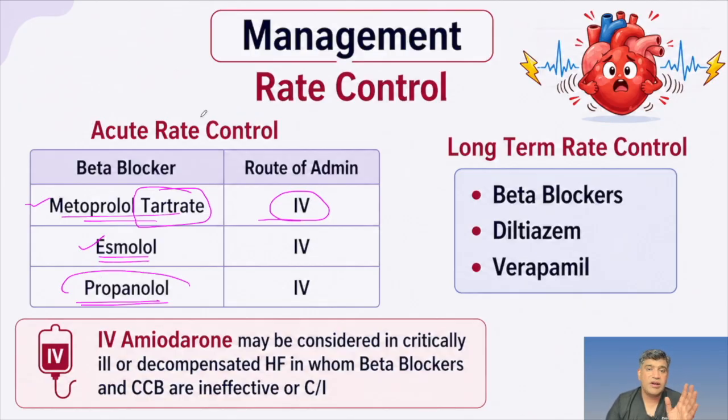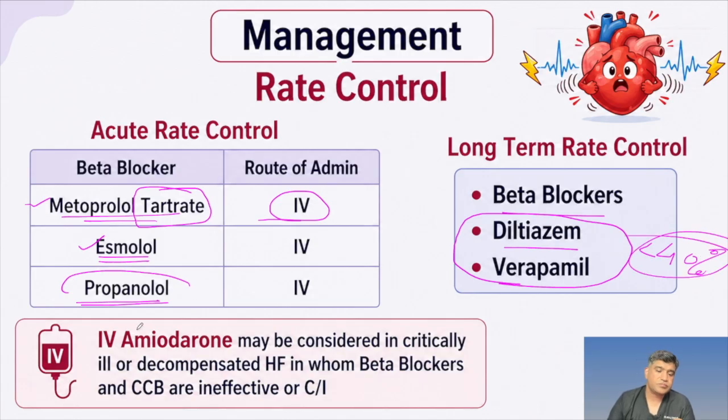For long term maintenance rate control, the drugs are the same: oral beta blockers, oral diltiazem and verapamil. Same story. Diltiazem and verapamil have to be avoided, and they can actually cause harm in patients whose EF is less than 40%. So LV dysfunction, avoid CCBs.